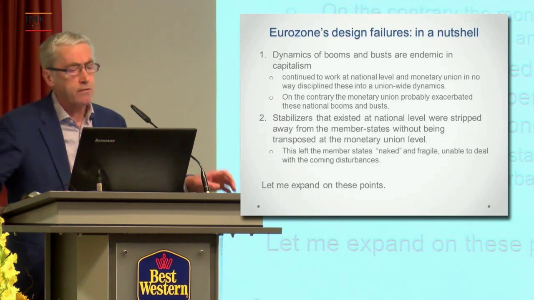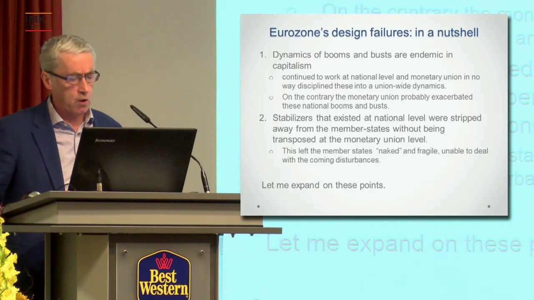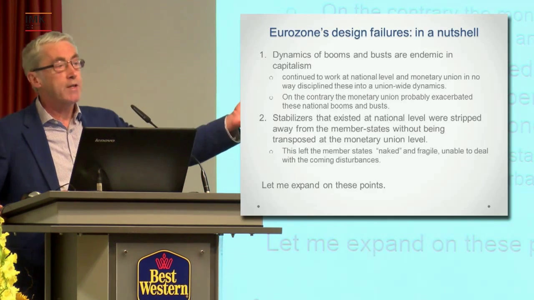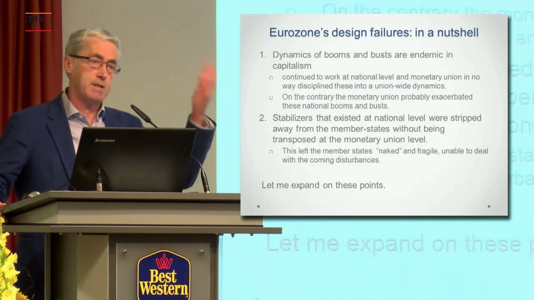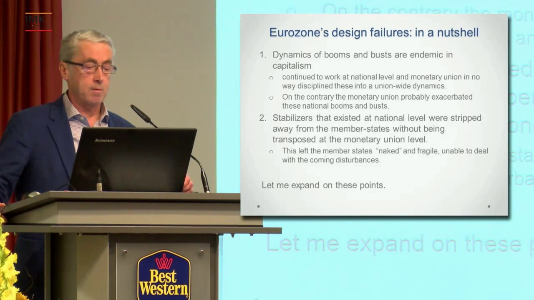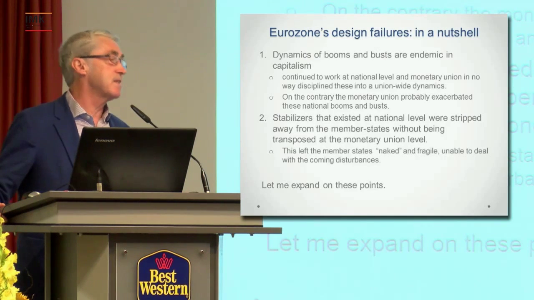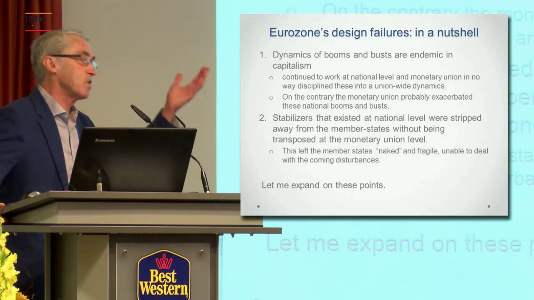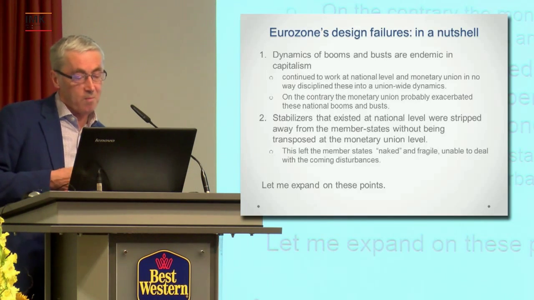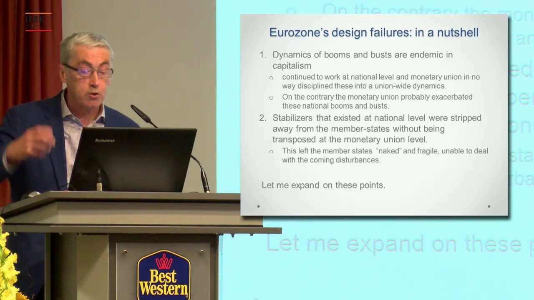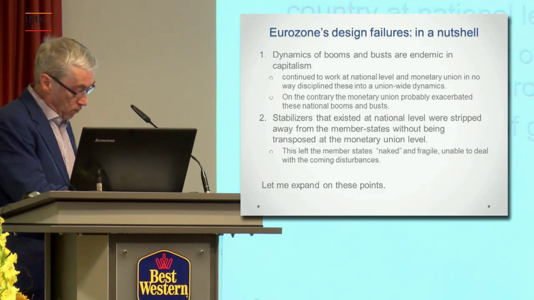The second design failure, which I will put a little more emphasis on, has to do with the absence of stabilizers. Over the decades, in many countries, we introduced stabilizers to deal with this volatility of capitalistic systems. And what happened when we introduced the Eurozone is that these stabilizers were eliminated at the national level and nothing was put there at the Eurozone level to take their place. And as a result, member states found out that they are naked and fragile, unable to deal with these disturbances. Let me expand on this second point a little more, what I mean exactly.